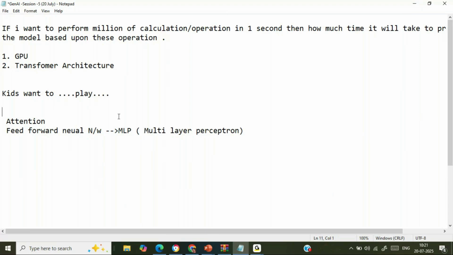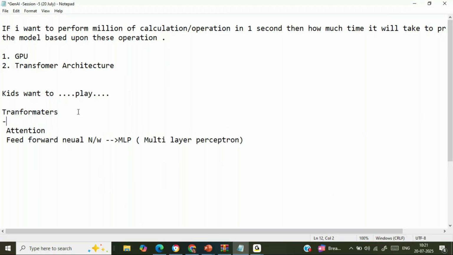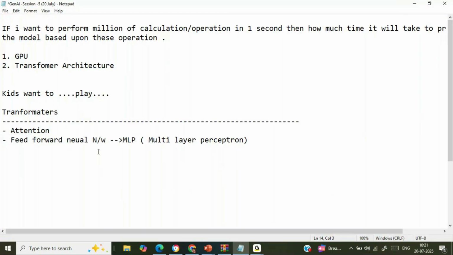Now, the transformer architecture, I'm talking about the transformer. Okay, transformers, these have two parts. Now, what is the meaning of attention and what is the meaning of feed forward neural network?